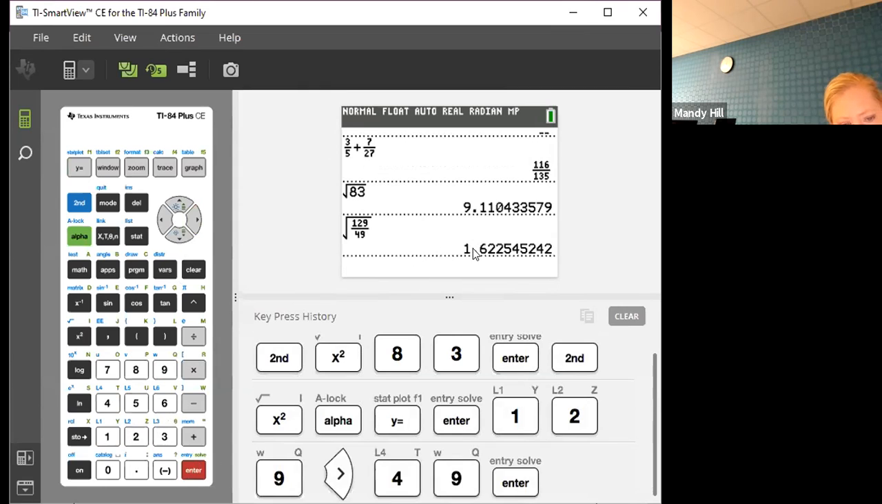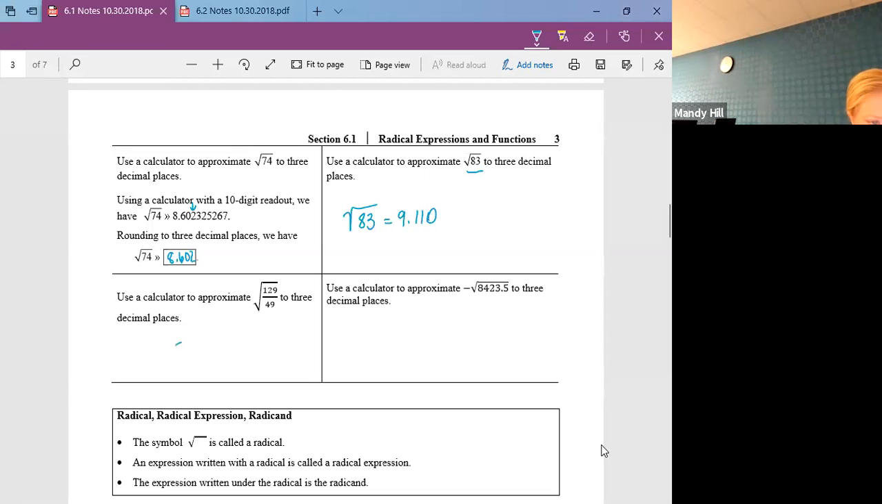Okay, and it says it wants us to round it to 3 decimal places, so we would stop at the 2. But look next door to the 2, there's a 5. That's going to make that 2 round up to a 3, so it's going to be 1.623. So this one is 1.623.